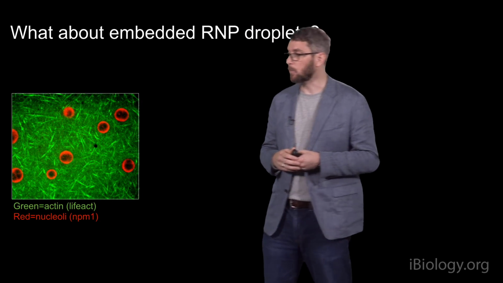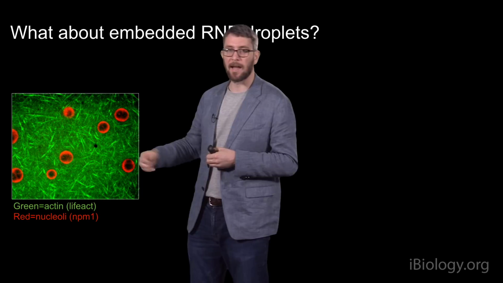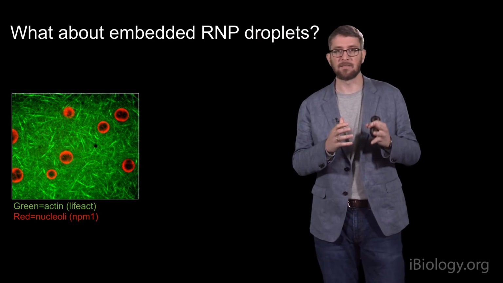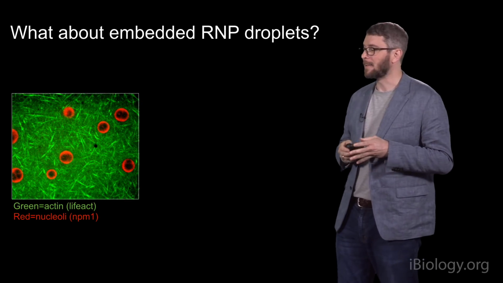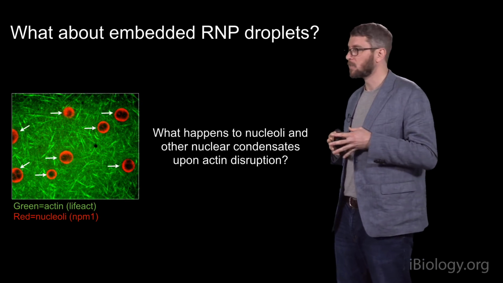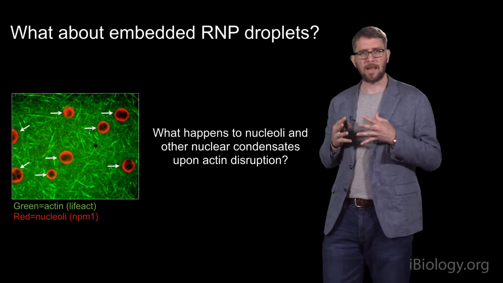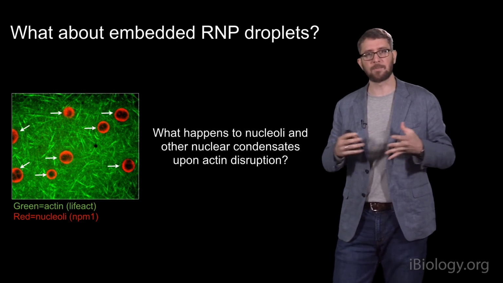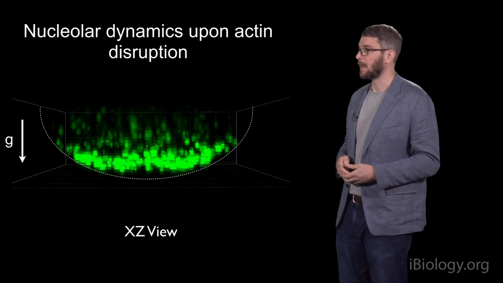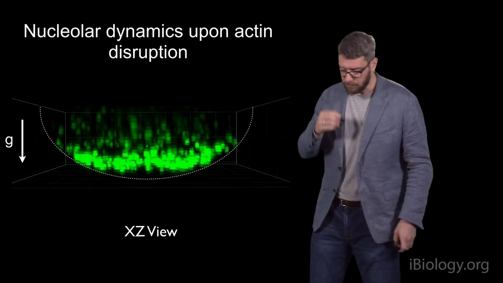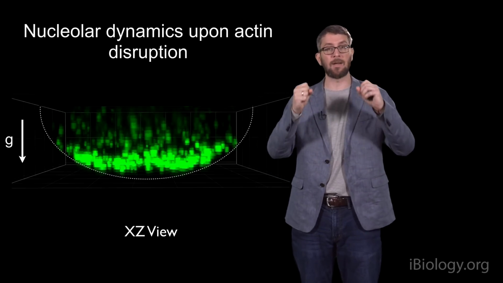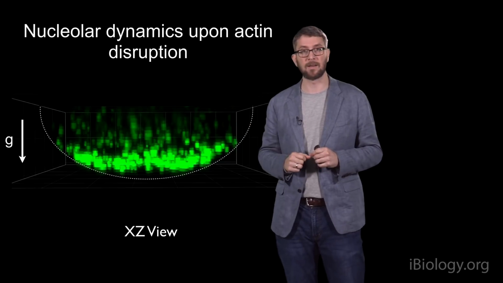But this is what the network looks like, and that's consistent with all the data I just showed you. So we have these droplets, these nucleoli, the red droplets that are sitting within this network, and apparently constrained within the network. So the question that we then had was, well, what happens to these structures when we disrupt the actin? So what happens to the nucleoli? And so we did an experiment where we disrupted this actin network and then looked not at the beads, but now at the nucleoli, which are labeled in green here.